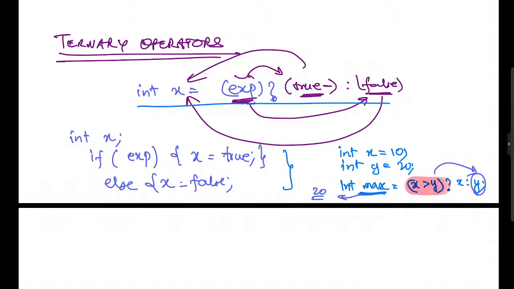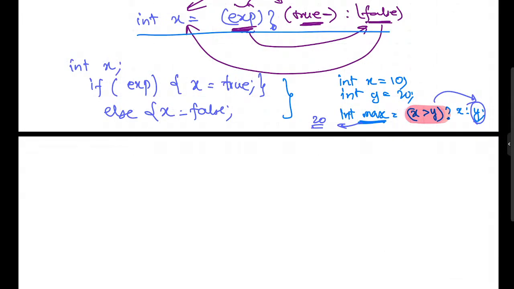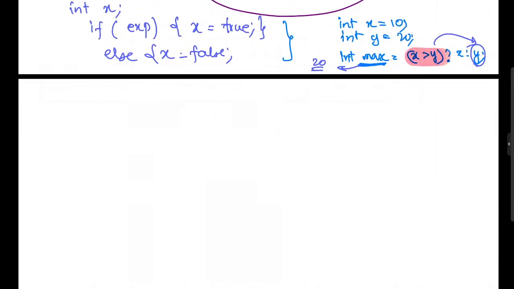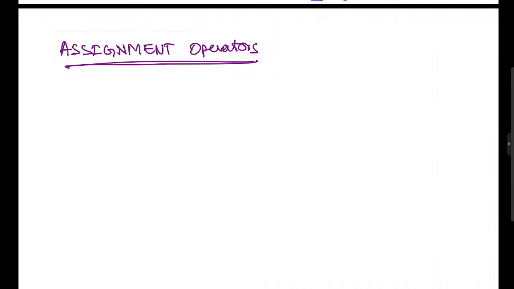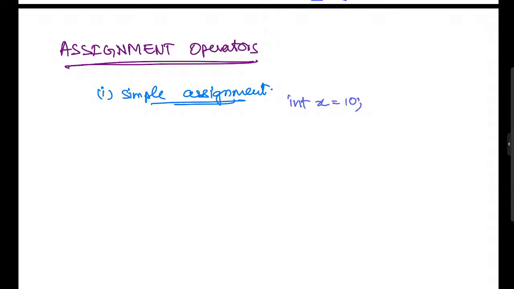There are two more topics remaining. Hold on, guys. Very simple. We have assignment operators as well. In general, we have a simple assignment. In simple assignment, what generally happens is, if you just do int x equal to 10, this is a simple assignment. And then you have the second, compound assignment.